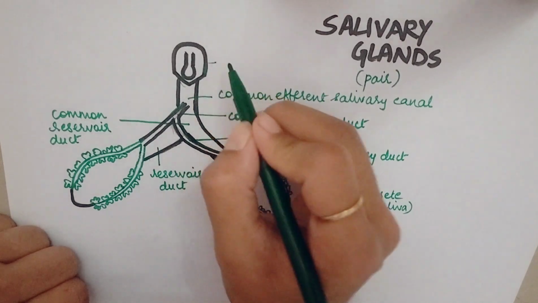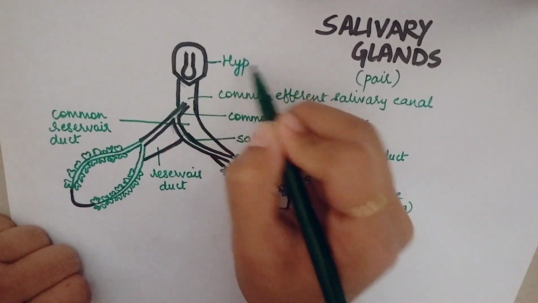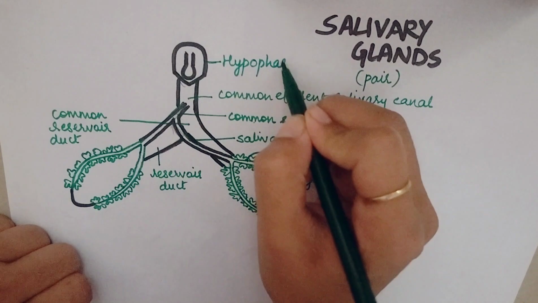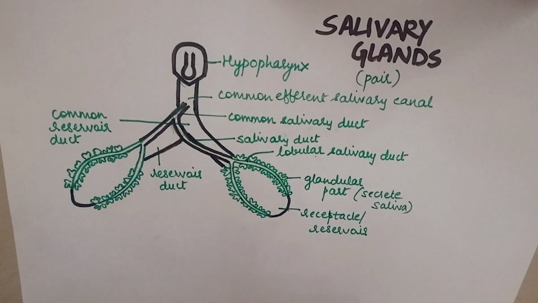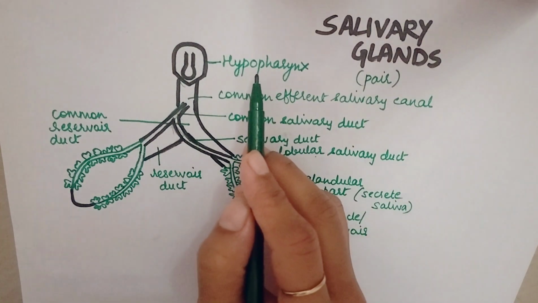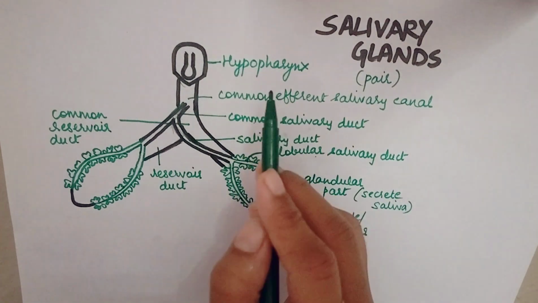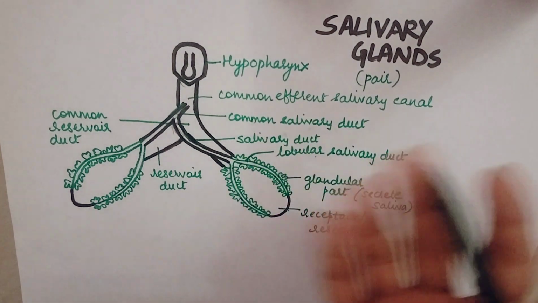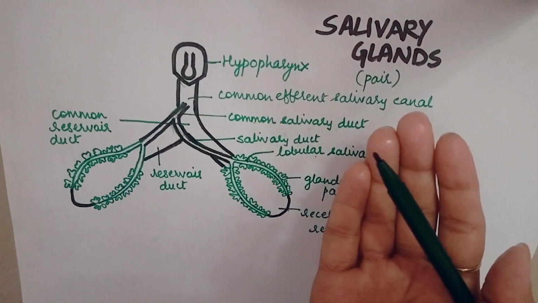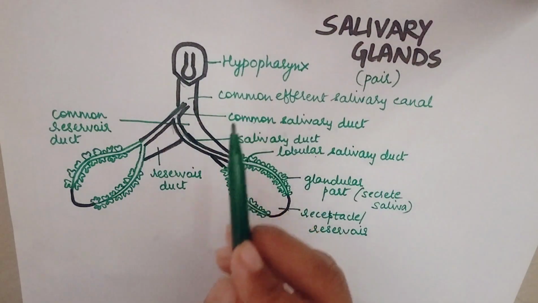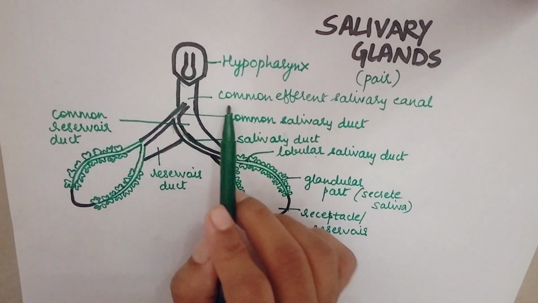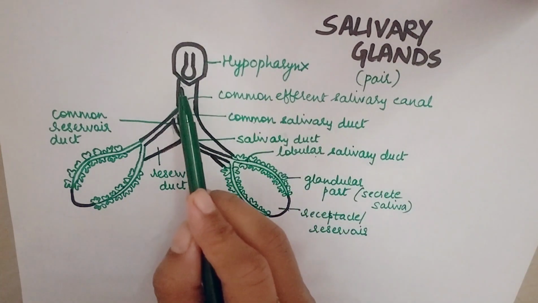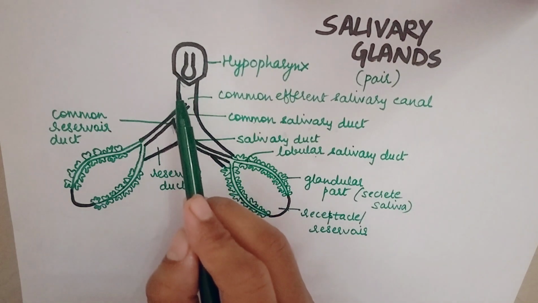What is this? This is the hypopharynx. And you know, the hypopharynx is nothing but the tongue of the cockroach. We already discussed that at the base of the tongue of the cockroach opens the salivary duct, where you have the saliva. So the common efferent salivary canal will open at the base of the hypopharynx.